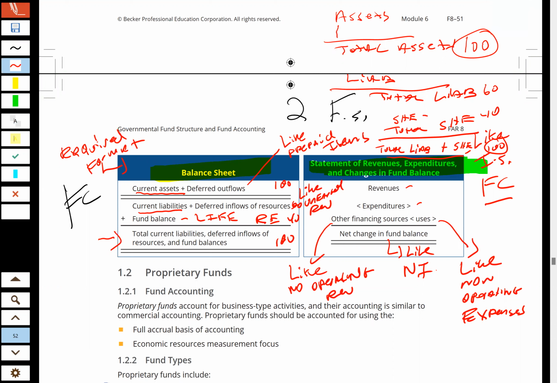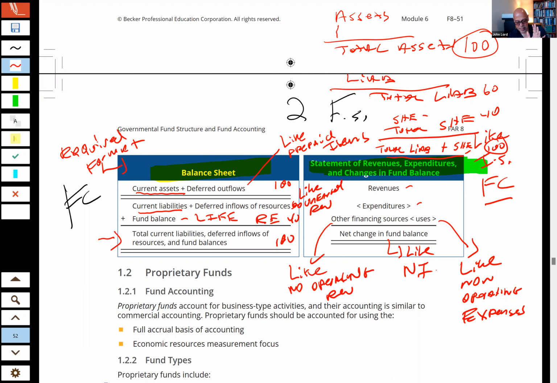Increase. Good. And since other financing sources is like non-operating revenue, then it must do what to my fund balance? Increase. Good, good. I know where you were going, but I just want to keep this going at a steady pace. Please don't take the information faster. Okay, good.